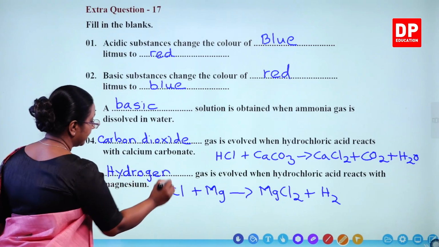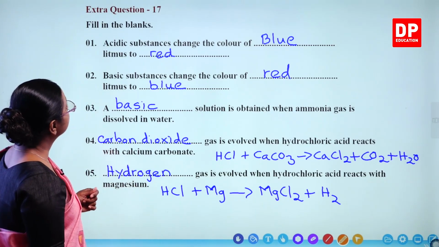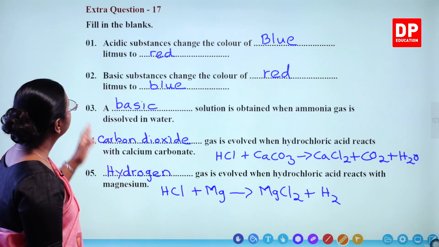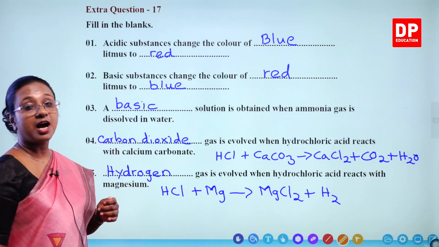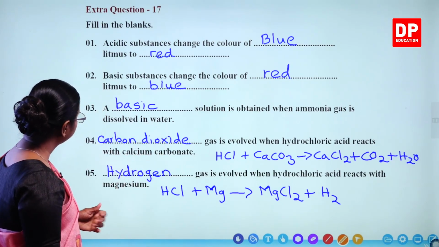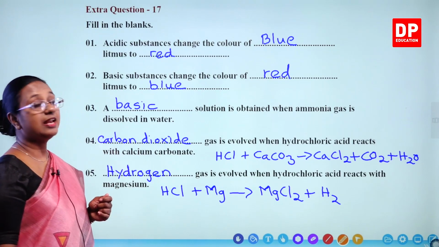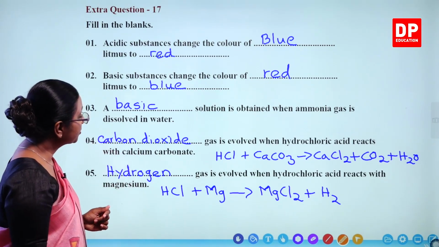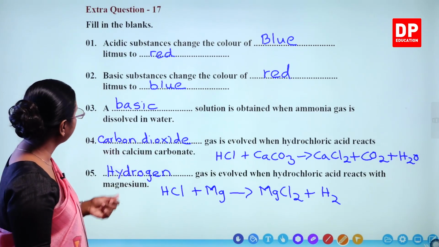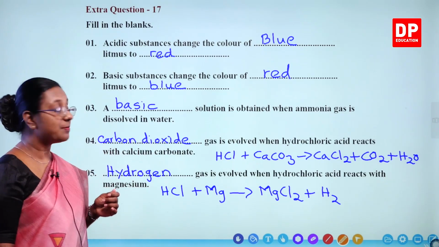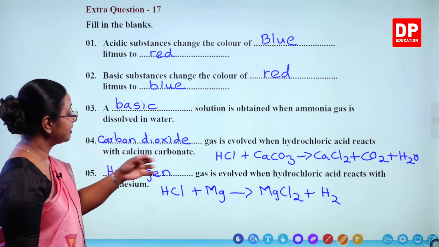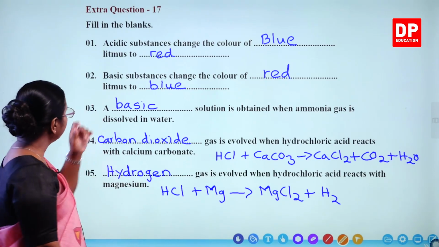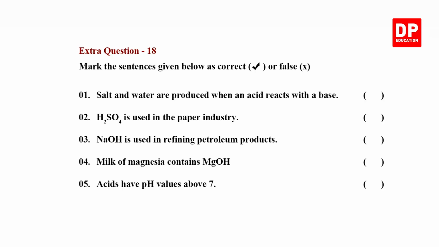Hydrogen gas. Acidic substances change the color of blue litmus to red. Basic substances change the color of red litmus to blue. A basic solution is obtained when ammonia gas is dissolved in water. Carbon dioxide gas is evolved when hydrochloric acid reacts with calcium carbonate. And hydrogen gas is evolved when hydrochloric acid reacts with magnesium. With that, I will move on to the next one.